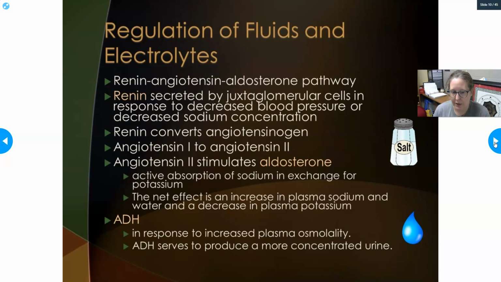And then antidiuretic hormone, again, is secreted in response to an increased plasma osmolality, meaning your hypothalamus, your brain, is detecting that your blood is more concentrated than it needs to be. And so antidiuretic hormone will be secreted, and it will move water from urine back into the blood to dilute the blood back out to its proper concentration. But in the process, it will yield a really concentrated urine because it's obviously moving water away from urine into the blood.